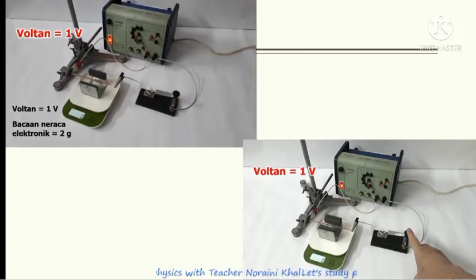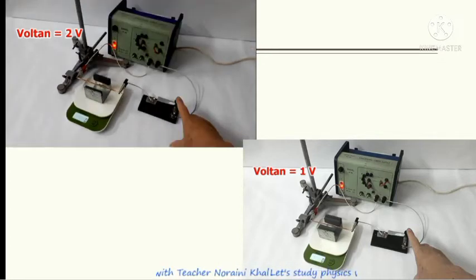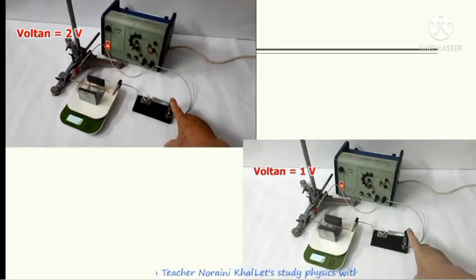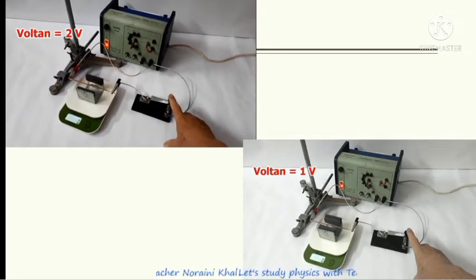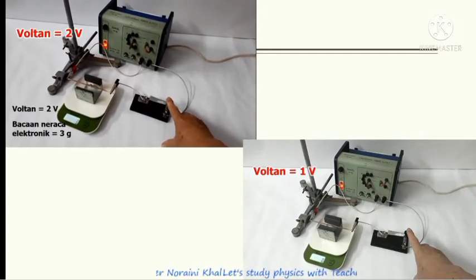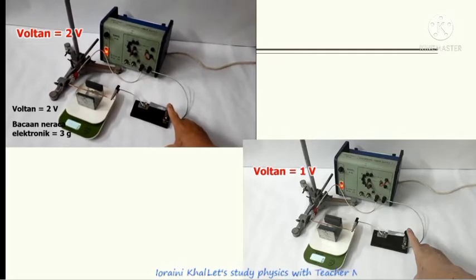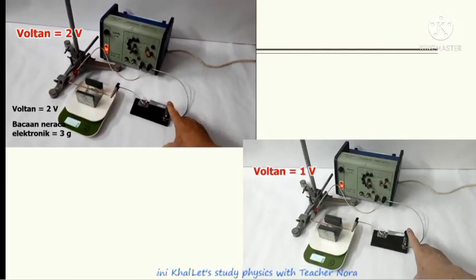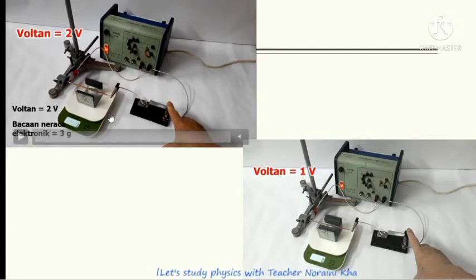Now let's say we increase the voltage to 2 volt. When the switch is on, you can see the reading now is 3 gram. So we can see from this activity, as voltage increases, the reading of the electronic balance also increases.